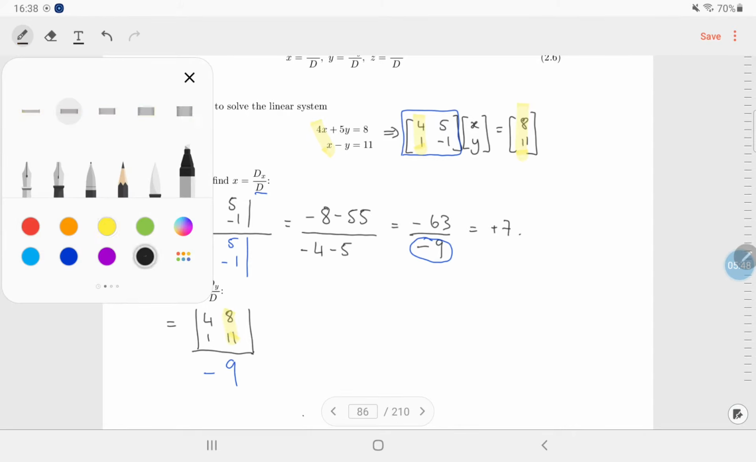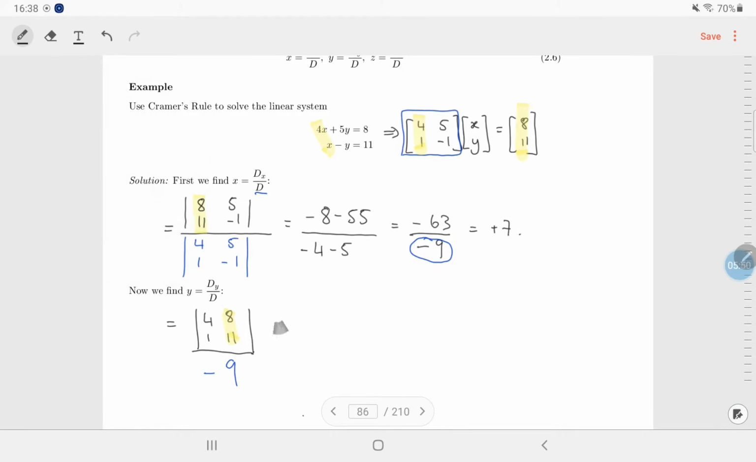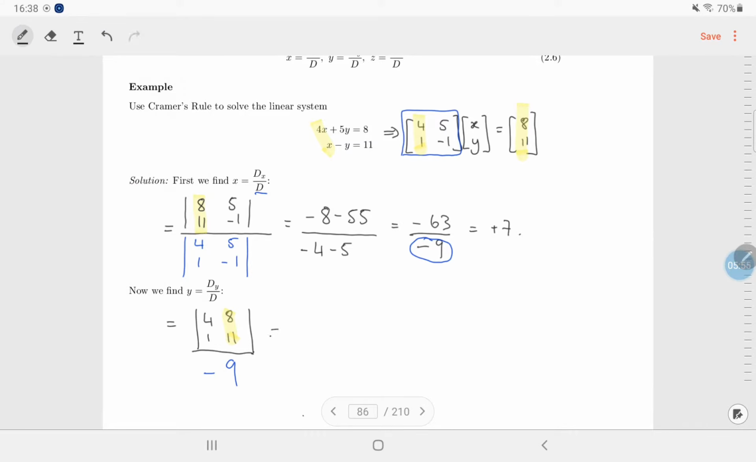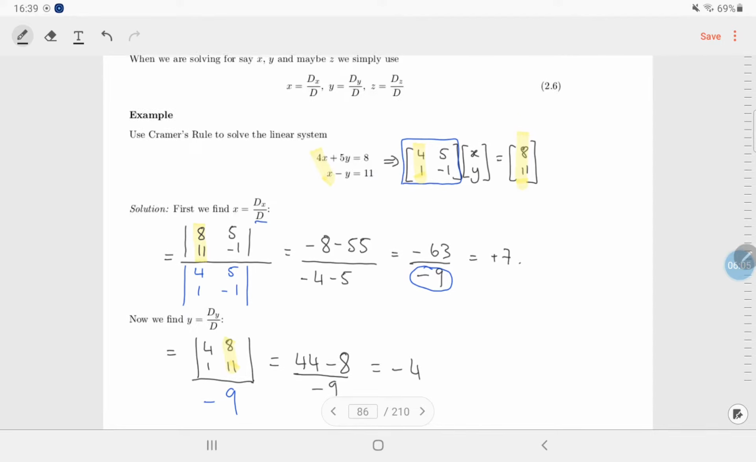And then it's the same crack, right down diagonals minus left down diagonals. So 4 by 11 is 44, minus 8 by 1 is 8, over minus 9, and I get 36 divided by minus 9, which is minus 4. And of course, you can check your answers then. So we'll do that here.